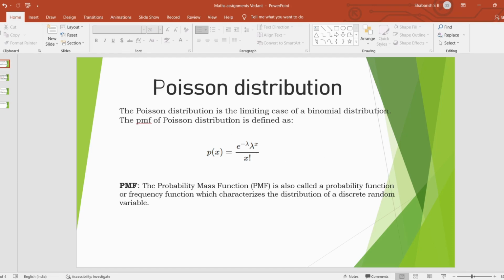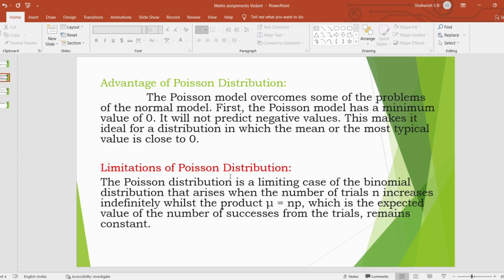What is the Poisson distribution? It is a limiting case of the binomial distribution. The PMF of the Poisson distribution is defined as P(x) equals e to the power minus lambda into lambda to the power x divided by x factorial. This is the equation of the Poisson distribution. You are familiar with PMF. PMF stands for probability mass function, also called the probability function or frequency function, which characterizes the distribution of discrete random variables.